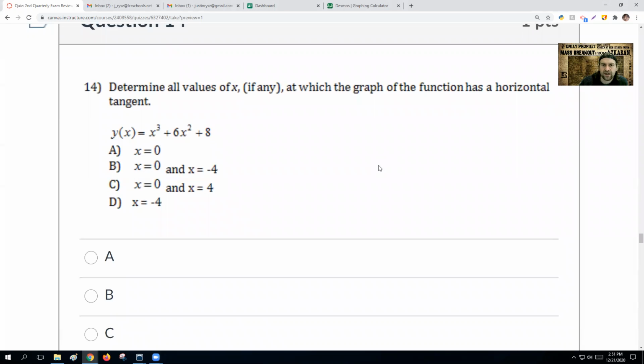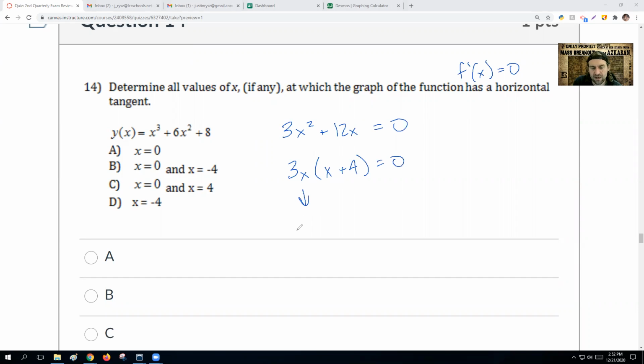Determine all values of x, if any, when the graph has a horizontal tangent. So to find horizontal tangents, we've done this a lot. It's when the derivative equals 0. So let's take the derivative. This would be 3x squared plus 12x. Figure out when that equals 0. We could factor out a 3x and make this x plus 4. If we solve both of those, when does 3x equal 0? That's when x equals 0. When does x plus 4 equal 0? That's when x equals negative 4. So we have two answers here, 0 and negative 4. Choice B. Piece of cake.